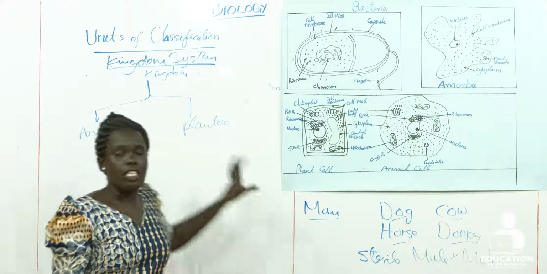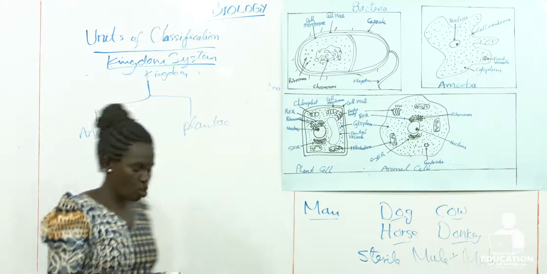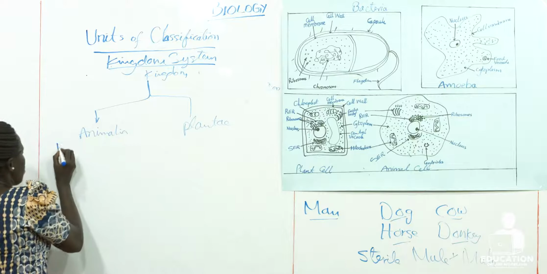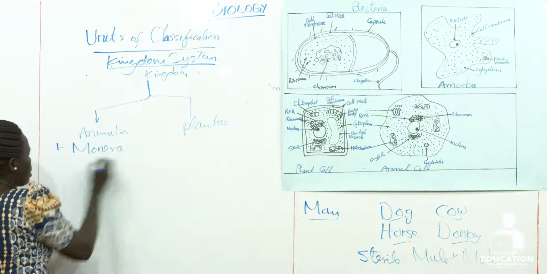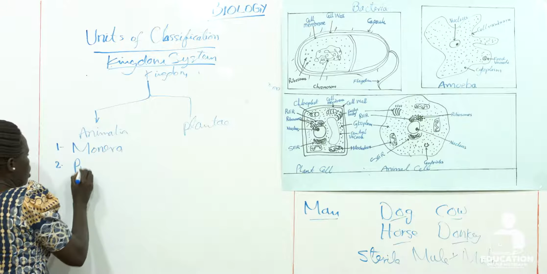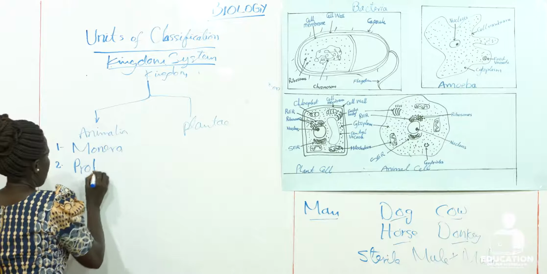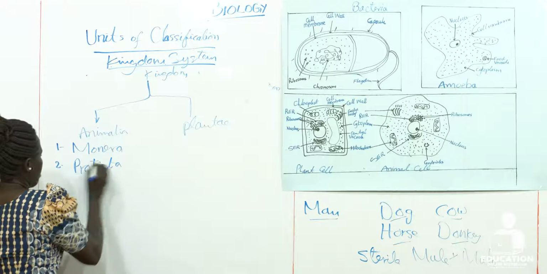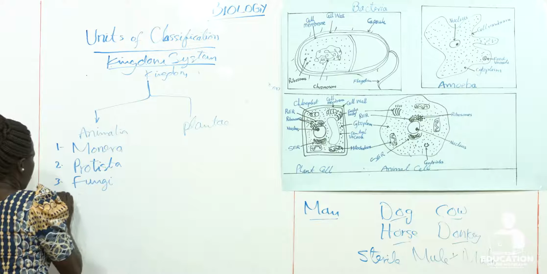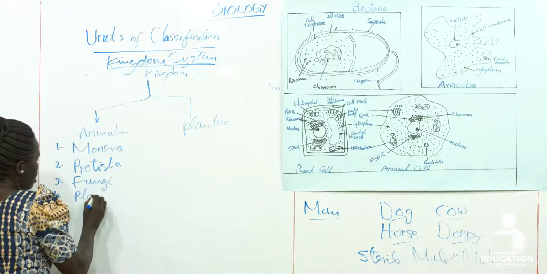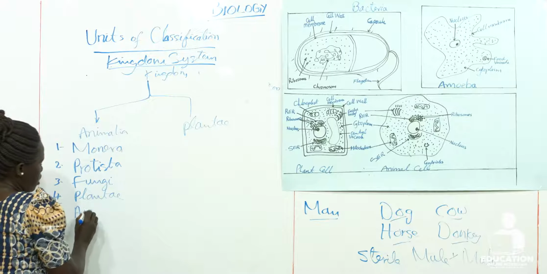But after that, the two kingdoms were further divided into 5 kingdoms. So it became Kingdom Monera, Kingdom Protista, Kingdom Fungi, Kingdom Plantae, Kingdom Animalia.